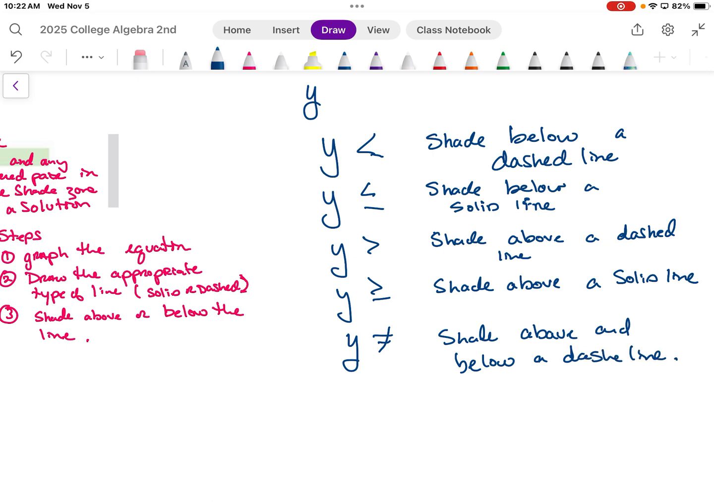If you're asked to graph a not equal to one, then you're putting roughly where the dashed line is, taking it from slope-intercept form, where would the line be? Let me make it dashed. And then I'm shading above and below because it's indicating everything but this line is a solution. Again, we don't see that one that often, but it can happen.